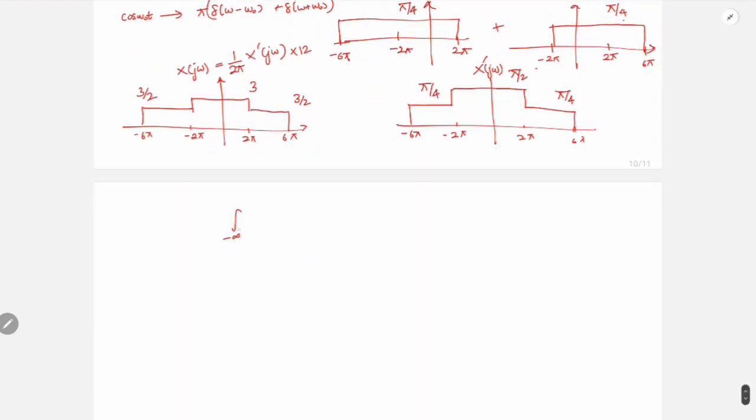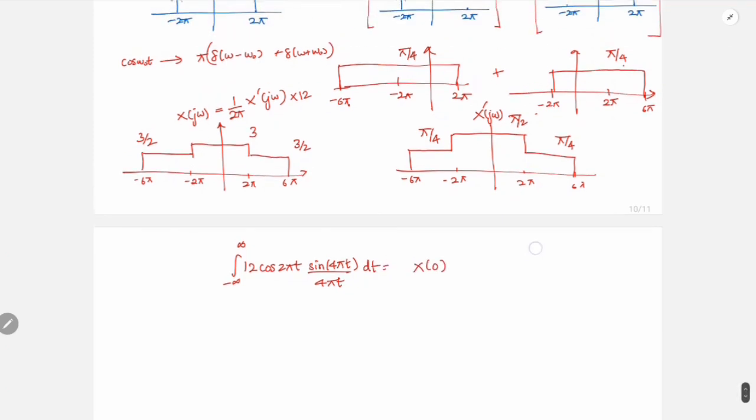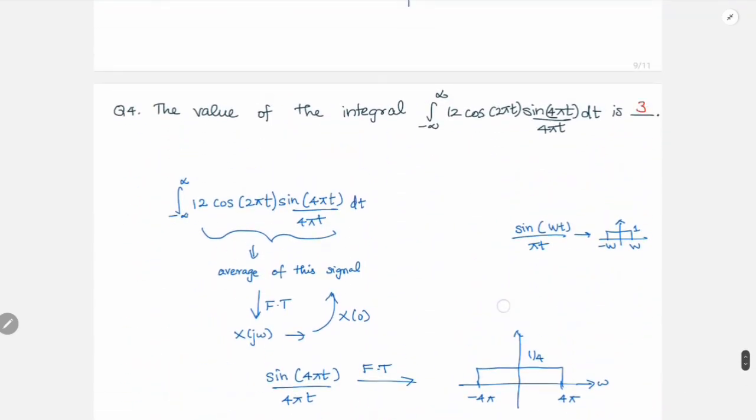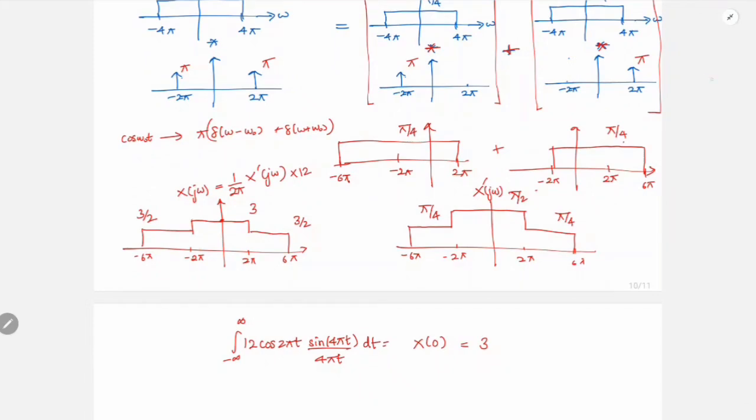So my integral from minus infinity to infinity of 12 cos 2 pi t sine 4 pi t by 4 pi t dt is nothing but this X of 0, right? And that is equal to this point, 3. So the value of the integral is 3. So that is our answer.